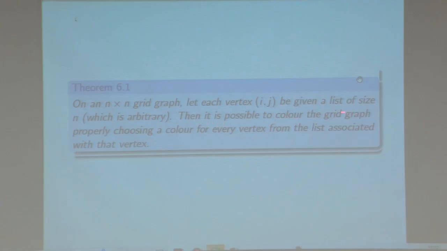It is possible to color the grid graph properly, choosing a color for every vertex from the list associated with that vertex. Let me say why this problem is considerably more difficult than determining the chromatic number of this graph. The chromatic number of a graph gets determined as soon as I find disjoint independent sets whose union is equal to the total vertex set, and do it in a minimum manner.